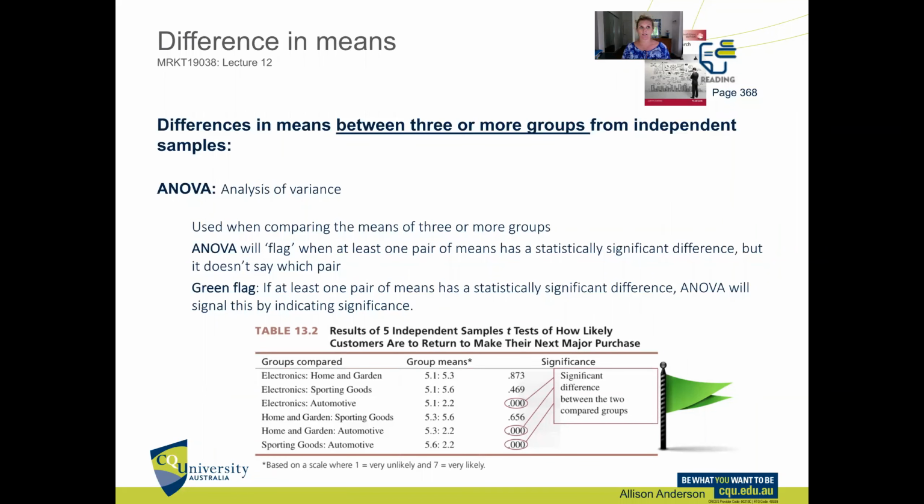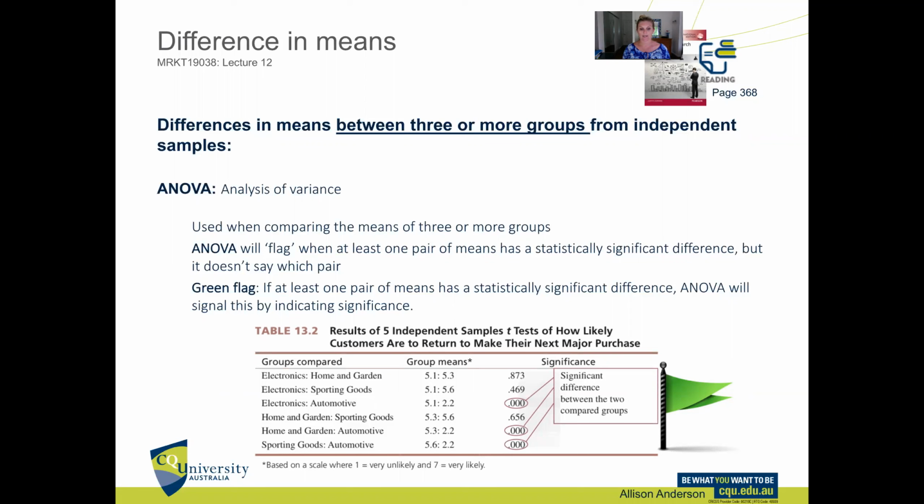So you have to go and do further tests, but it flags which ones there are. So then you can go on, instead of having to test everything, you can just test the ones that show that there is a difference. Okay, now they call it a green flag. If at least one pair of means has a statistically significant difference, ANOVA will signal this by indicating significance. So this is an output that I've just taken out of the textbook. Results of 5 independent samples t-tests of how likely customers are to return to make their next major purchase.